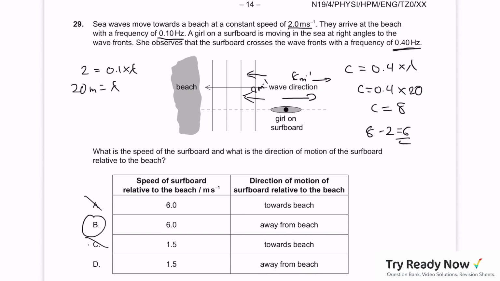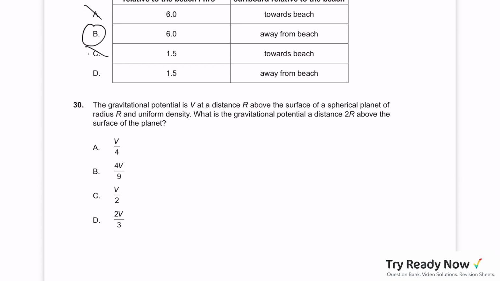Now for question 30. We know that the gravitational potential is V at distance r above the surface of a spherical planet with radius r and uniform density. Now the gravitational potential at distance 2r would be what? So I'm just going to draw a quick diagram of the planet. And we know that this is r, and we are right here. And at this point, the gravitational potential is V. Now we have to find out what the gravitational potential is if the distance is 2r above the planet.